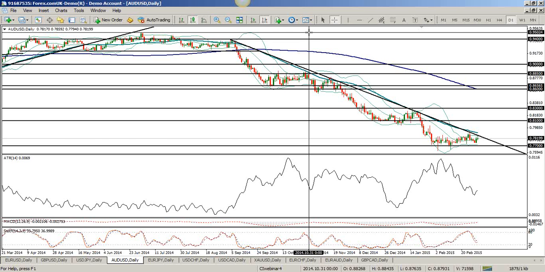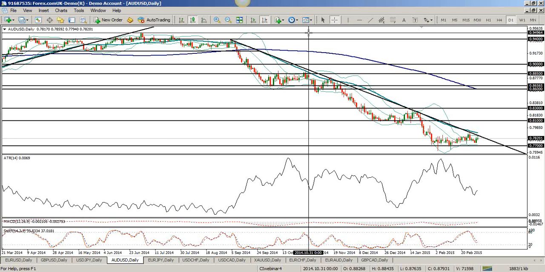But generally speaking, what I'm going to be looking at is the daily chart for the trend, for the overall trend, and then I'm going to be drilling down into the shorter term charts, most notably the 1 hour chart, and then sometimes below there into, for example, a 5-minute chart.